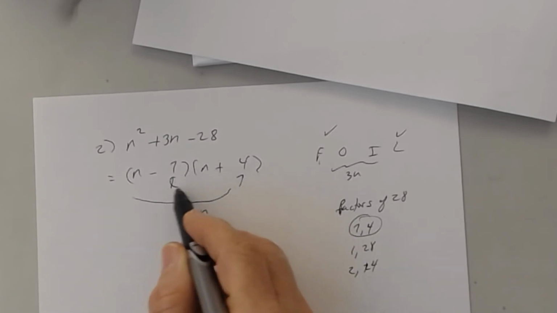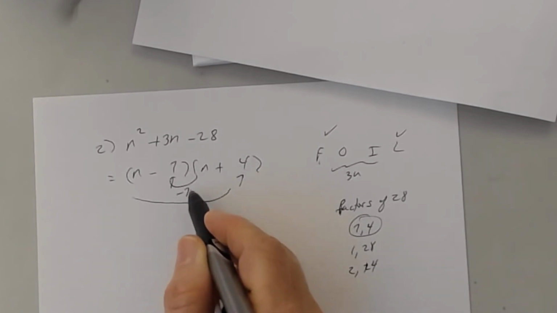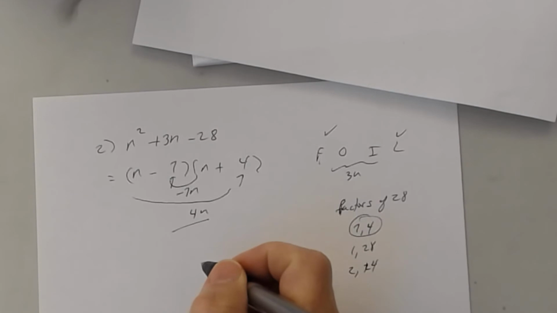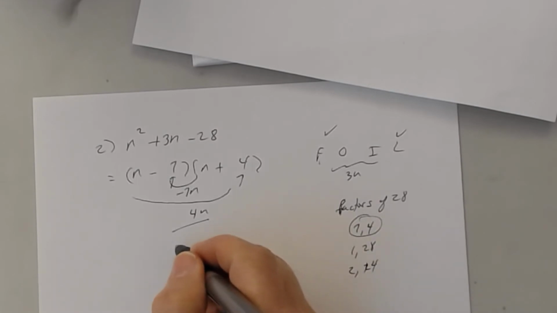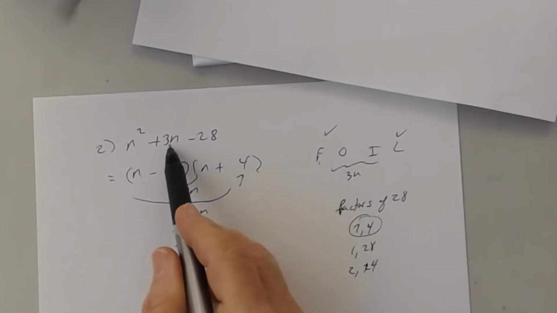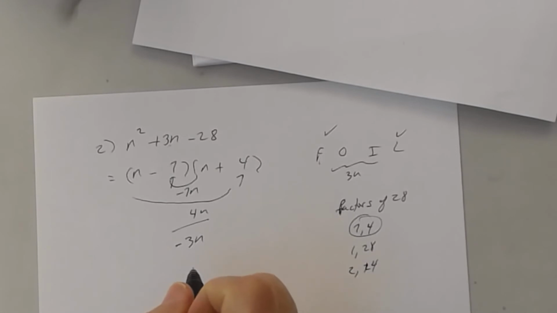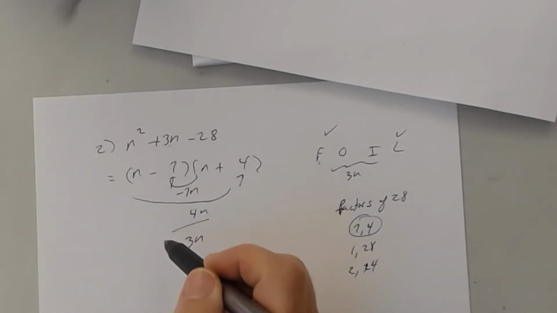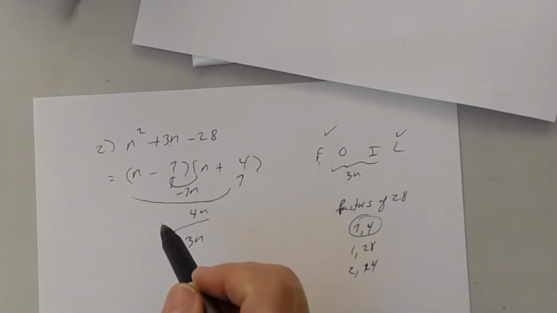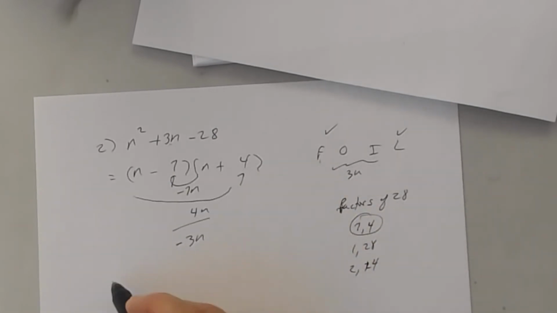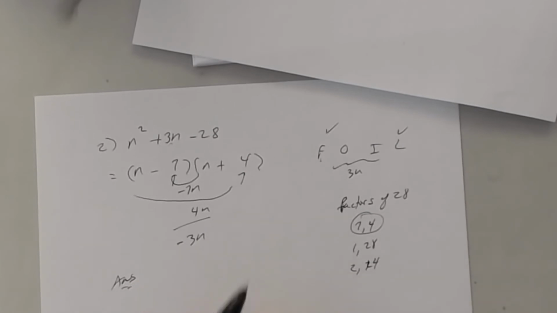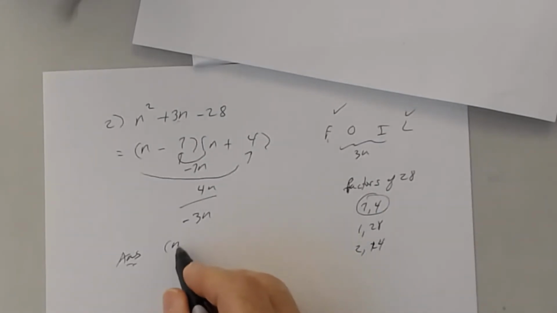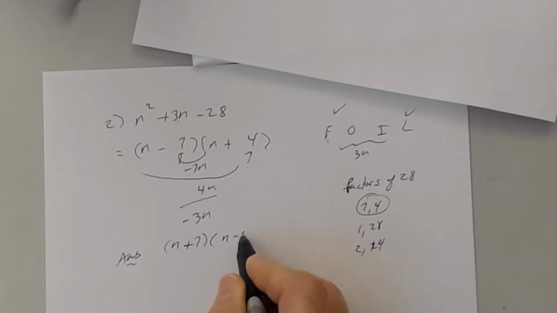4n. What is my inner? Negative 7n. What do I get when I combine them? Negative 3n, which is not what I wanted. What did I want? Positive. They're opposites, right? So all that tells me to do is do what with those signs? Change them. So the answer then would be n plus 7 times n minus 4.